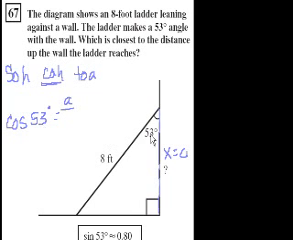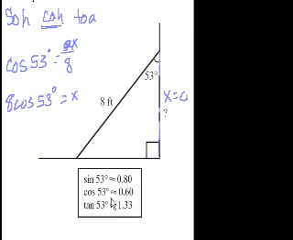Cosine of 53 equals the adjacent side over the hypotenuse. The hypotenuse is 8. I could write x there, since x is the adjacent side. So we multiply both sides of this by 8. We get 8 times the cosine of 53 degrees is equal to x. And they give us a little chart. They tell us that the cosine of 53 degrees is approximately equal to 0.6.